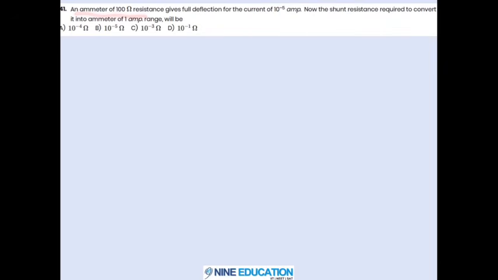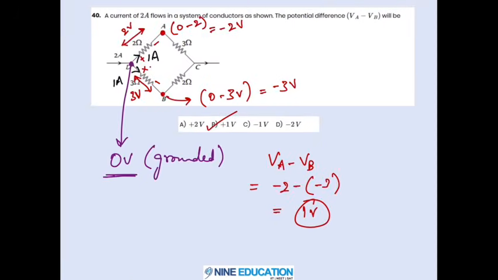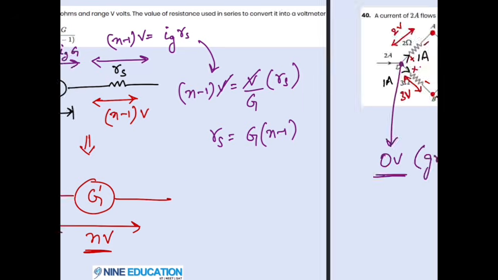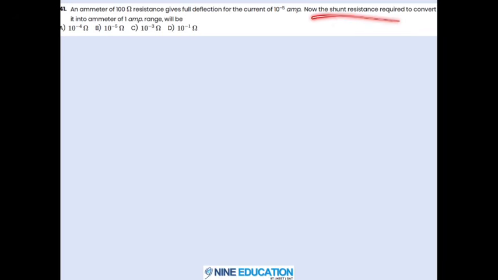An ammeter of 100 ohms resistance gives full deflection for a current of 10 to the power minus 5 amperes. Now the shunt resistance required to convert it into ammeter of 1 ampere range is how much? See, earlier you have seen series resistance, a resistance connected in series. Now we are going to see shunt resistance, that is resistance connected in parallel.